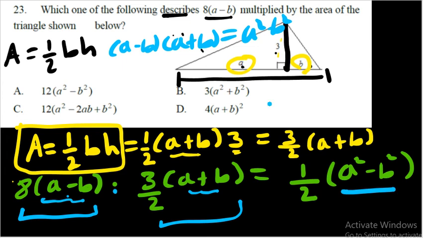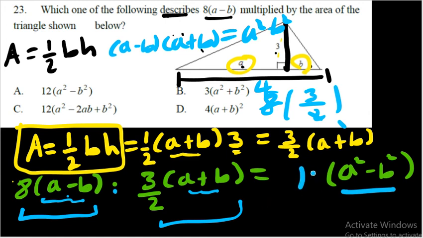What about the numbers? 8 multiplied by 3 over 2: 2 into 8 is 4, and 4 times 3 will be 12. So the coefficient here must be 12. So the answer will necessarily be found at A.